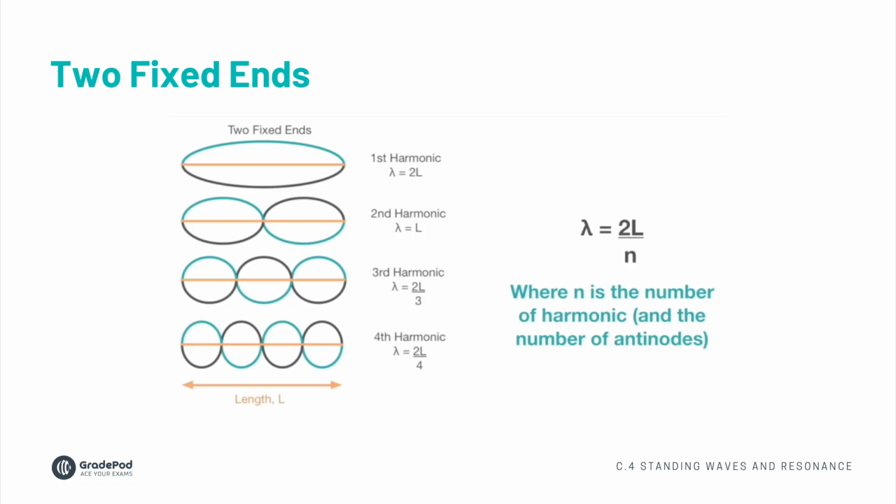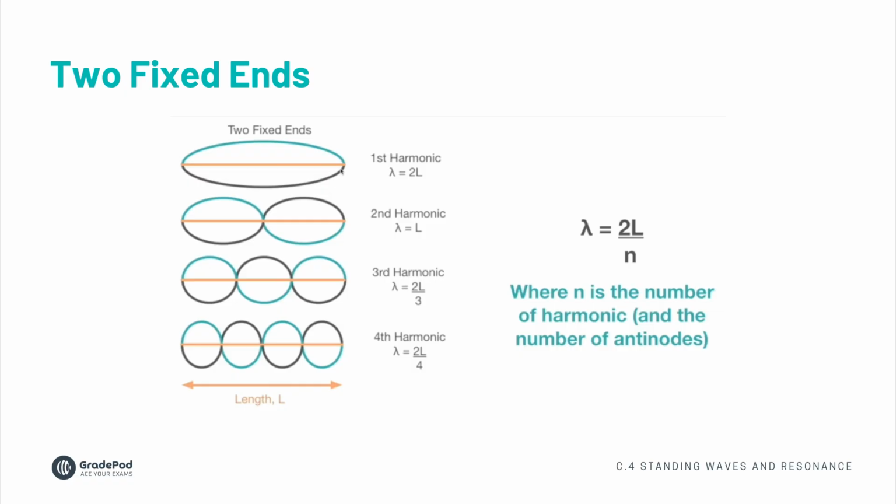There are 3 scenarios that you should be familiar with that can create a standing wave. The first scenario is one where the standing wave has 2 fixed ends. And you could probably think of a guitar string as an example of this. A string that has 2 ends that are fixed to a certain point. The patterns that can be created with a standing wave with 2 fixed ends can be shown here.